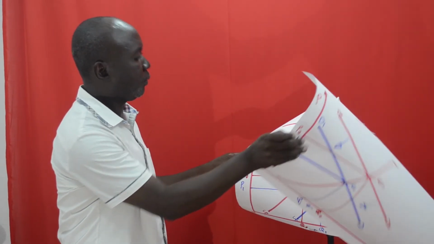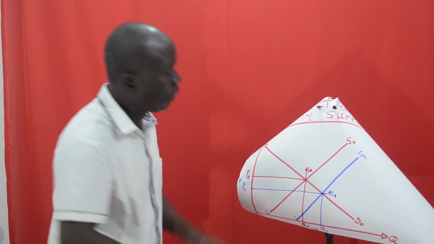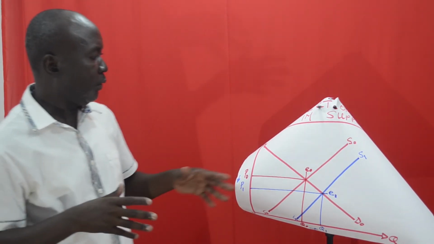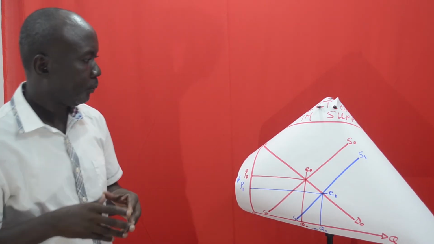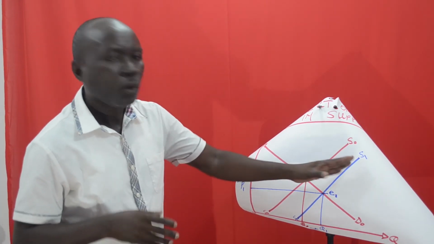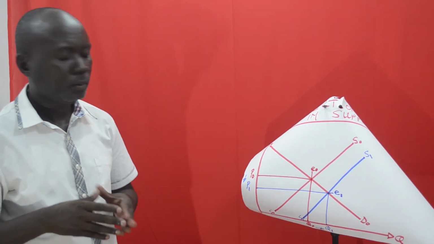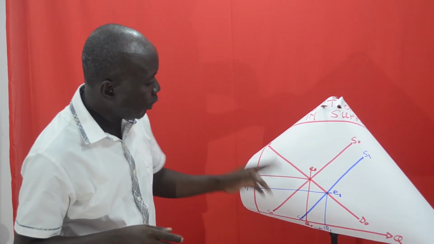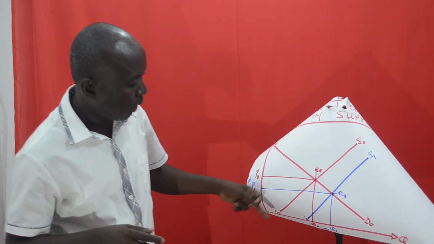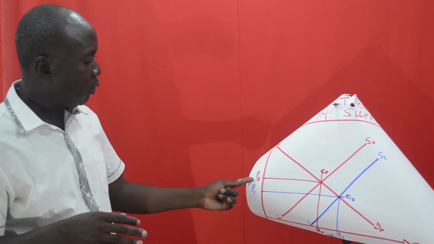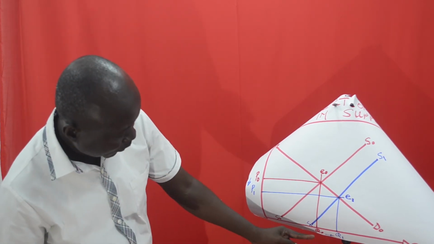So having seen the effect of change in demand, let's look at the effect of change in supply. Also we assume the demand remains constant. We have the original demand curve and the original supply curve. This is our equilibrium point. We have P0 and Q0.